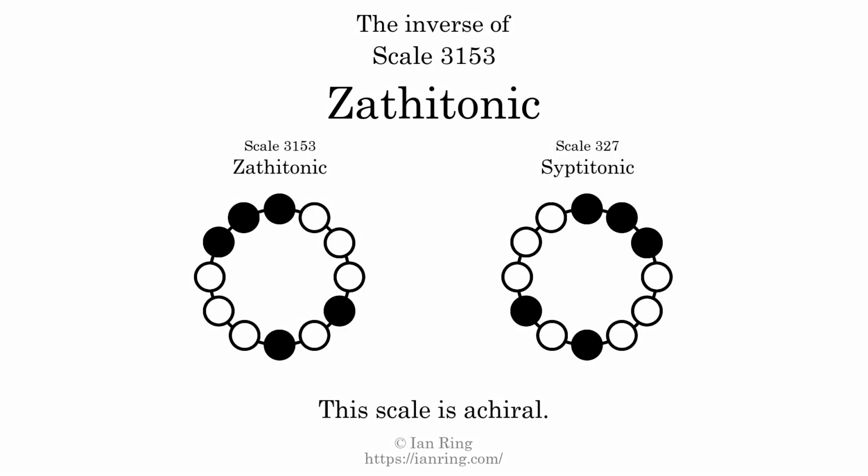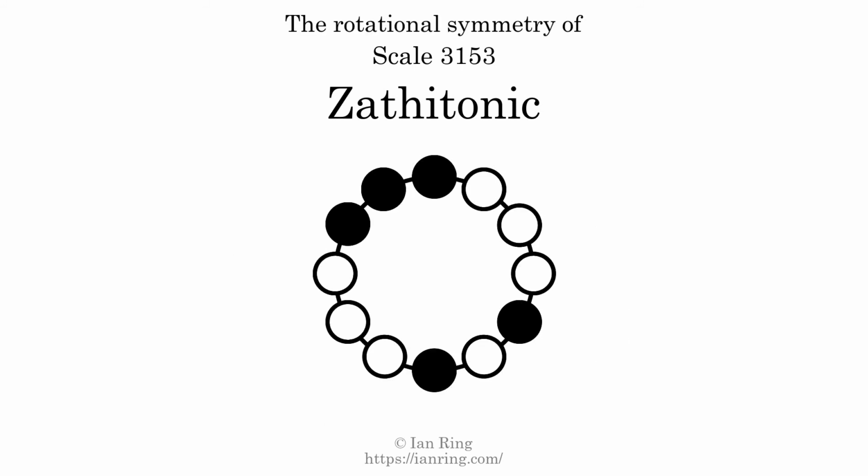The inverse of a scale is a mirror image. It is what you get when the sequence of intervals is reversed. The inverse of this scale is scale 327, also known as symptotonic. This scale is achiral, since it can transform into its own reflection by a rotational transformation. This scale has no rotational symmetry.